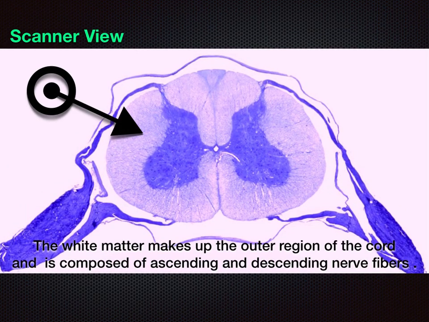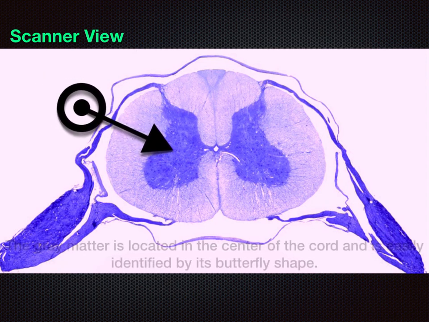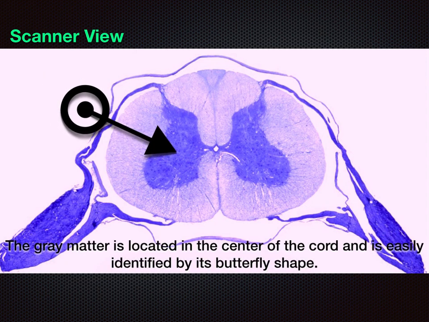On scanner view of the cross-section of the spinal cord, many important features are visible. The white matter makes up the outer region of the cord and is composed of ascending and descending nerve fibers. The gray matter is located in the center of the cord and is easily identified by its butterfly shape. The gray matter contains cell bodies, which we shall view at HPO.